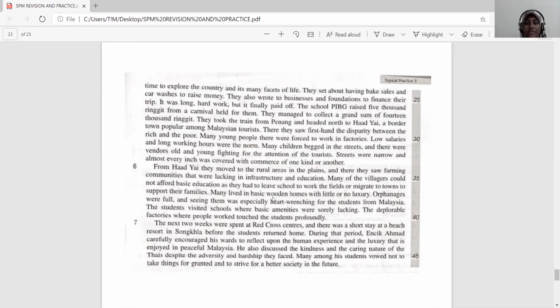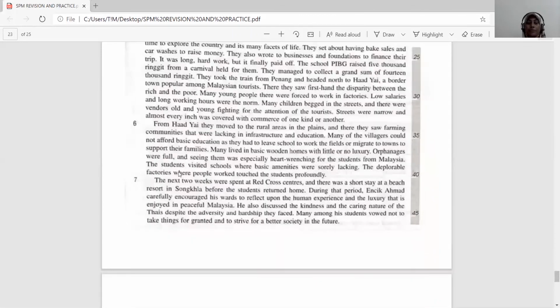Many lived in basic wooden homes with little or no luxury. Orphanages were full, and seeing them was especially heart-wrenching for the students from Malaysia. So the Malaysian students feel very grateful, and then they feel very sad to see the kids in Thailand because they start working at a very young age. The deplorable factories where people work touched the students profoundly, right? Very hardworking factories. The next 2 weeks were spent in a Red Cross Center.